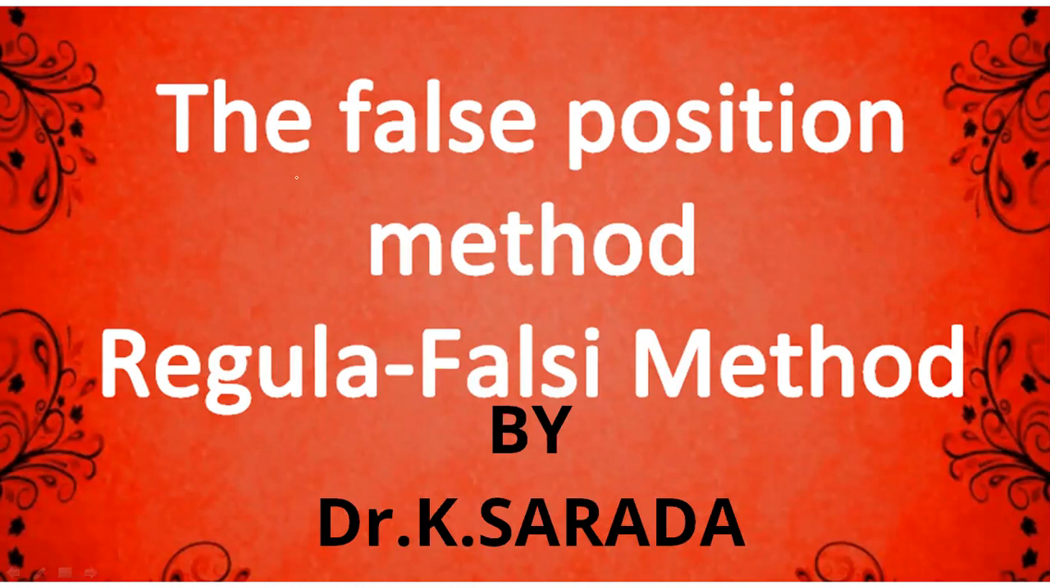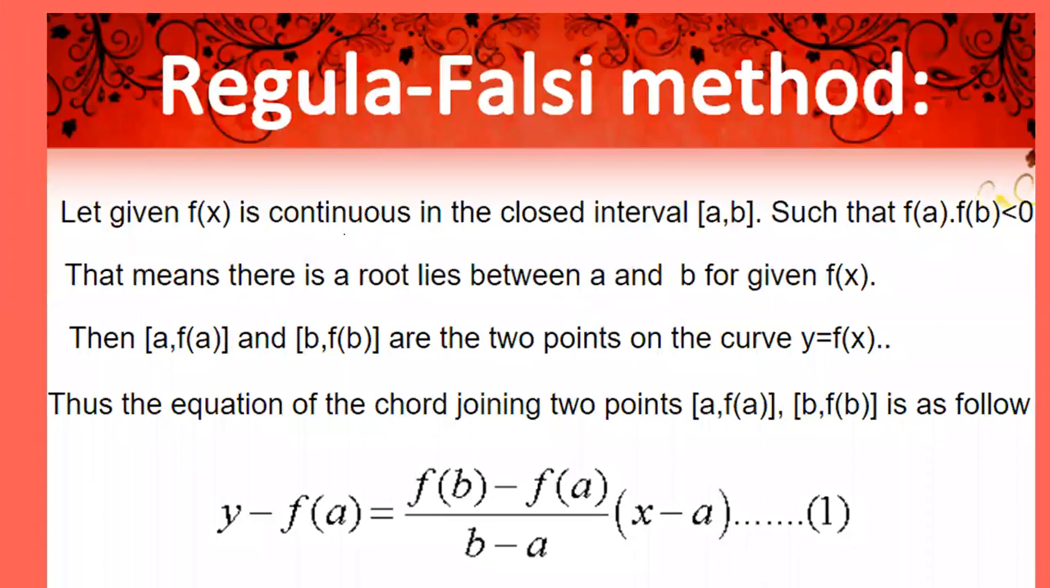Today I'm going to explain the false position method, which is also called the regula falsi method. Let f(x) be continuous in the closed interval [a, b], such that f(a) times f(b) is less than 0.